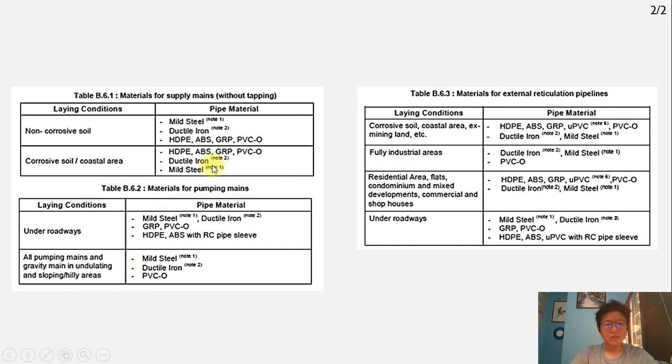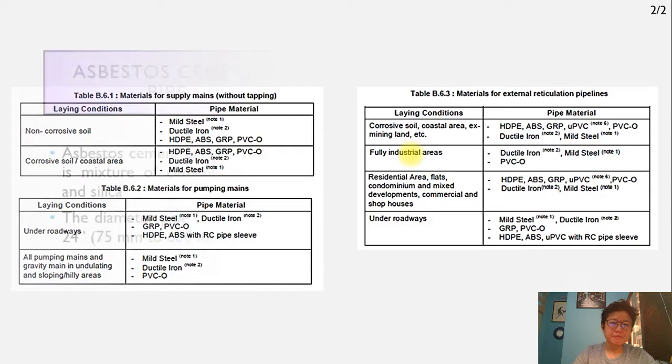You could take a look in more detail on the internet. You can find this all out in the standards, all right, if you want to. What I'm trying to say here is that by looking at the tables, you can see that when the soil conditions and the area you're going to install these pipes in change, from a non-corrosive place to a coastal area, from a normal residential area to an industrial area, the type of material for the pipes will vary, depending on the needs of it.